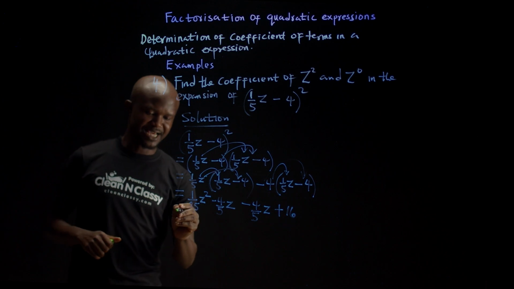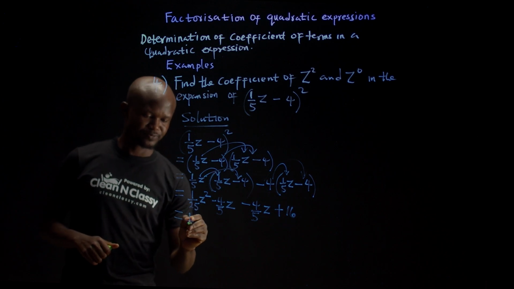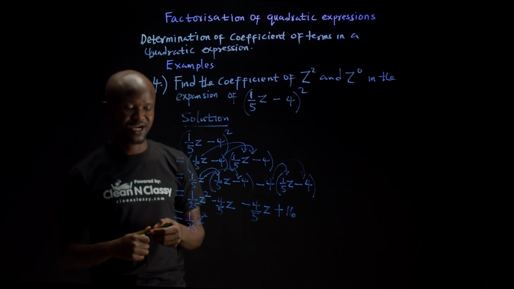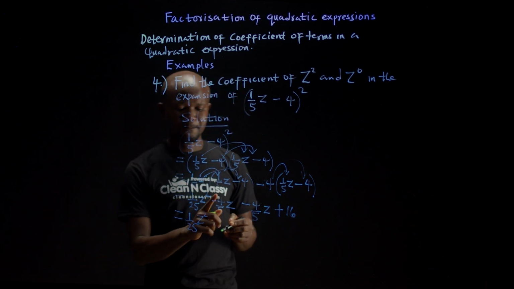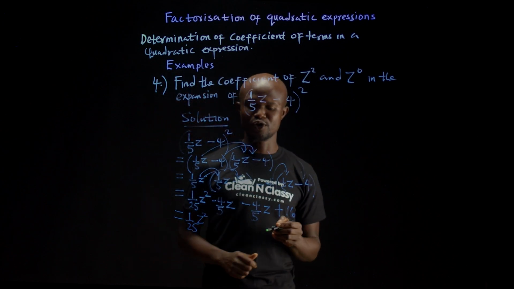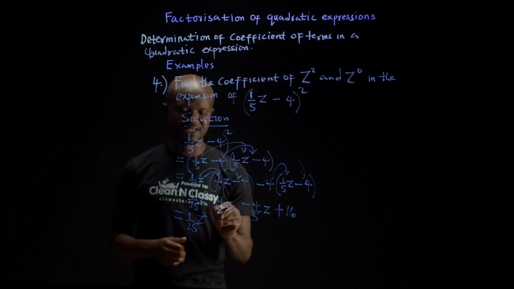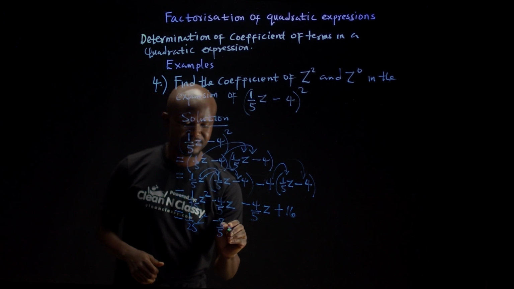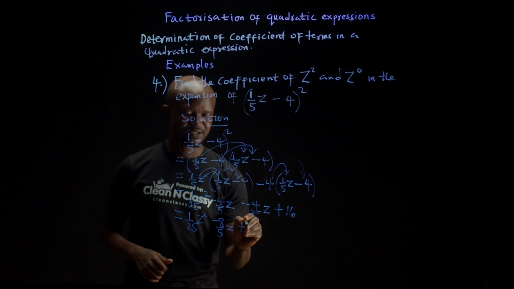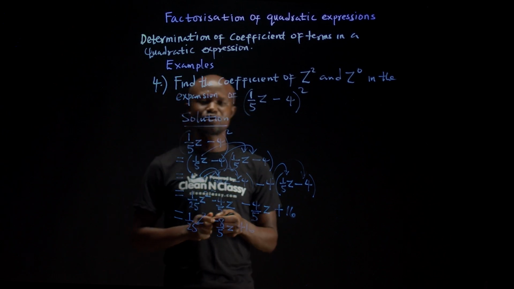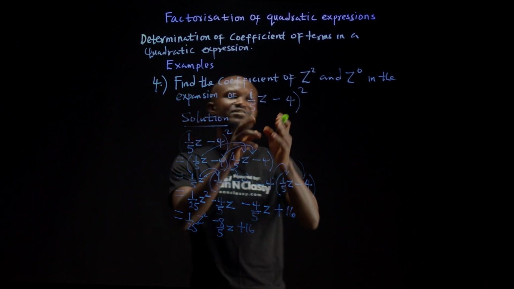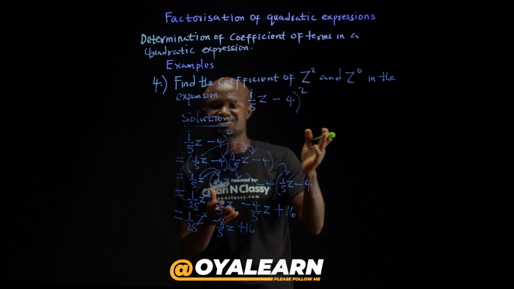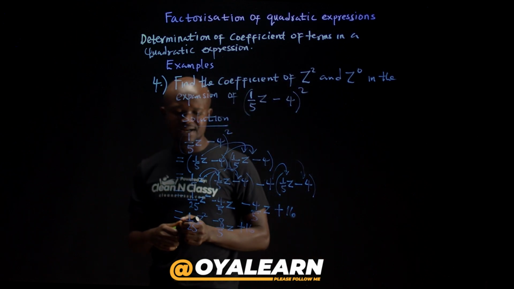Now, the next thing for us to do is to simplify further. 1 over 25z squared, minus 4 minus 4, that is what? Minus 8. So we have minus 8 over 5z plus 16. So this is the expansion of this. Now we are asked to find the coefficient of z squared and z raised to 0.